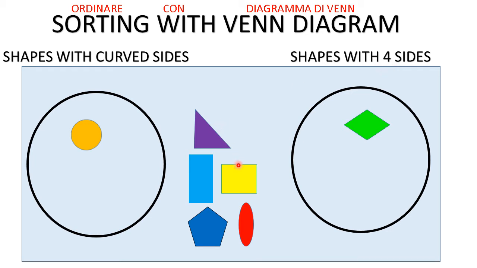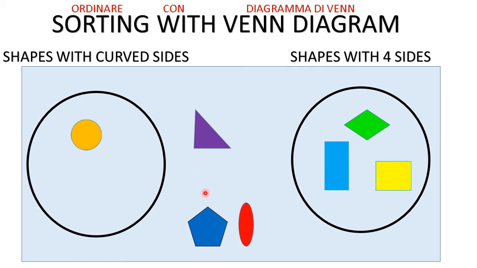How about the yellow rectangle? Good, shapes with four sides. And the blue rectangle? Shapes with four sides too.